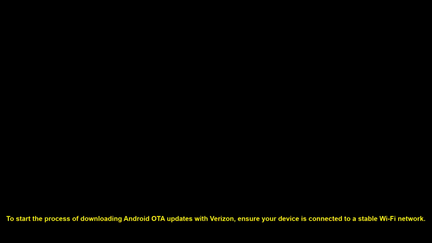To start the process of downloading Android OTA updates with Verizon, ensure your device is connected to a stable Wi-Fi network. Next, open the Settings app on your Android device. Scroll down and tap on About Phone or System, depending on your Android version. Look for the System Updates option and select it. Your device will begin checking for available updates.